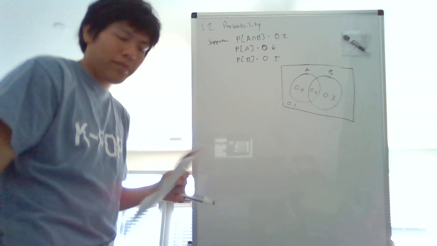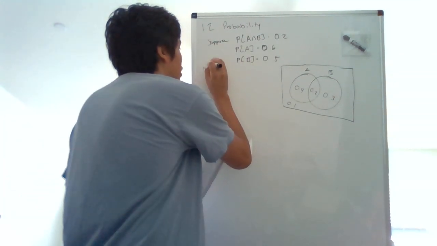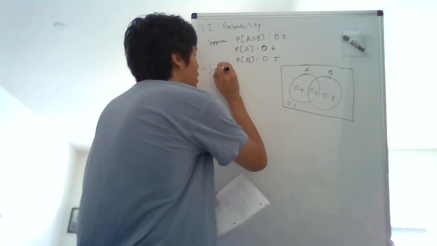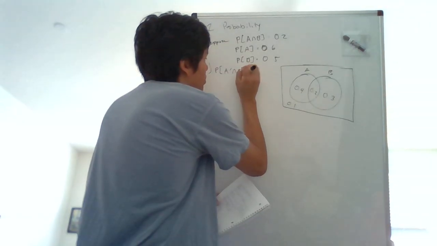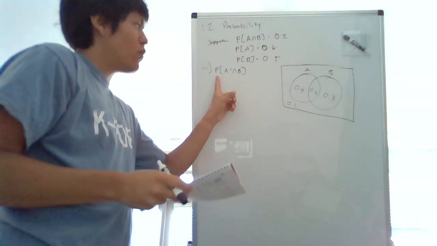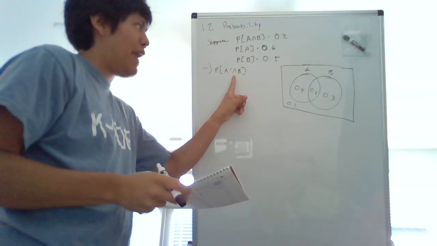All right. So the next part is it's asking us to find the probability of A complement intersect B. So what is the probability of everything that is not in A and is in B?